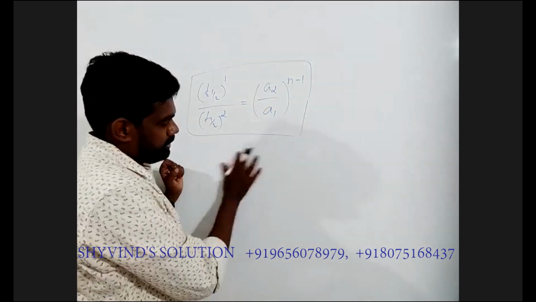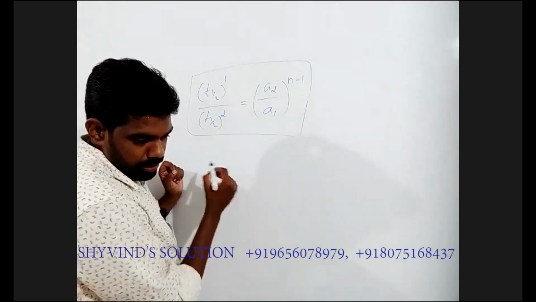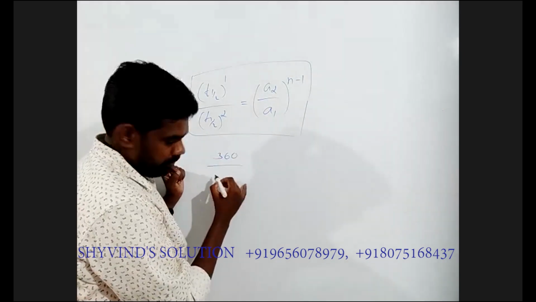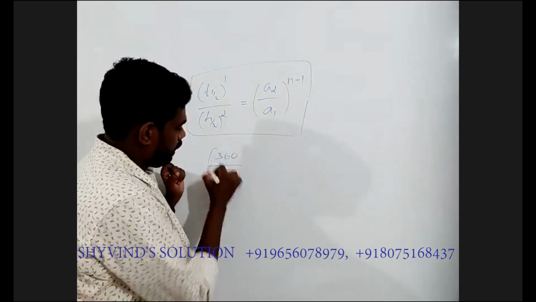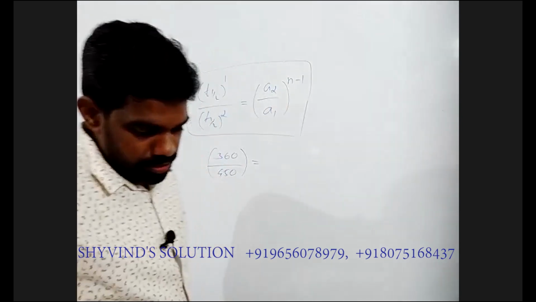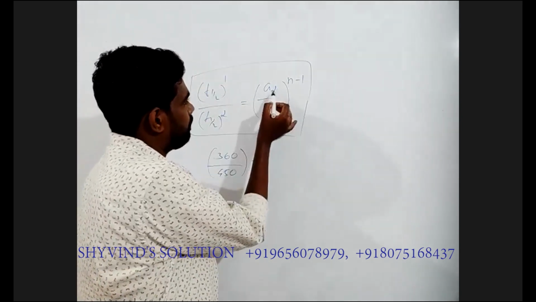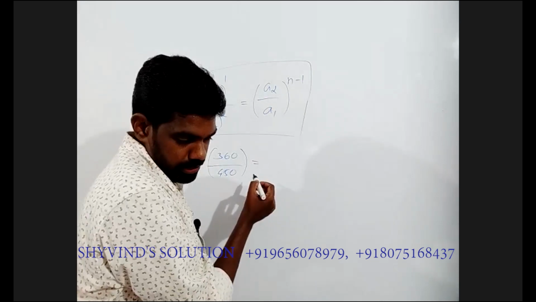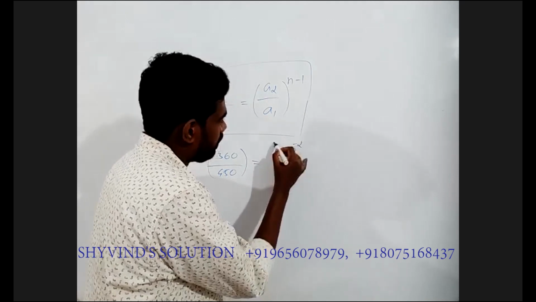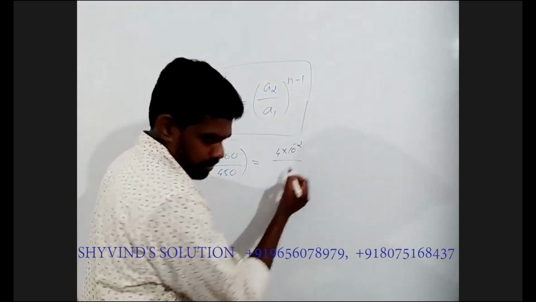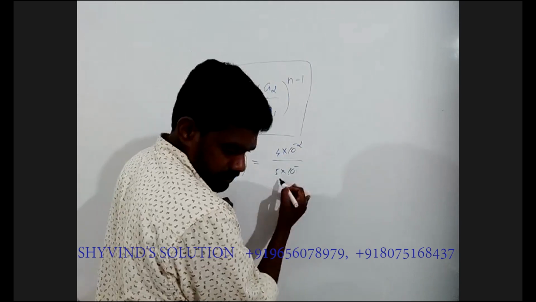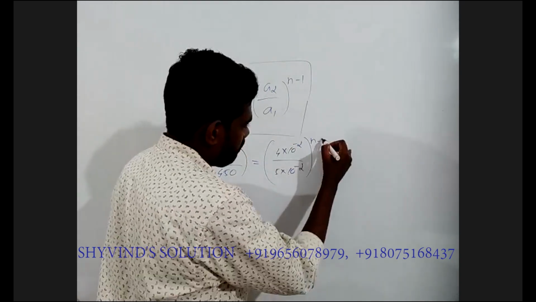So from the first column you can get T half is equal to 360 divided by 450 equals A2 and A1, which are the concentrations. So the concentration corresponding to the second column. Okay, so that is 4 into 10 raised to minus 2, divided by 5 into 10 raised to minus 2, raised to n minus 1.